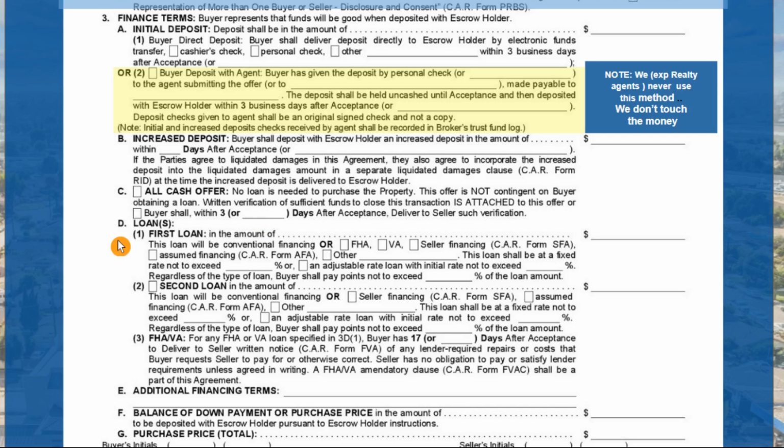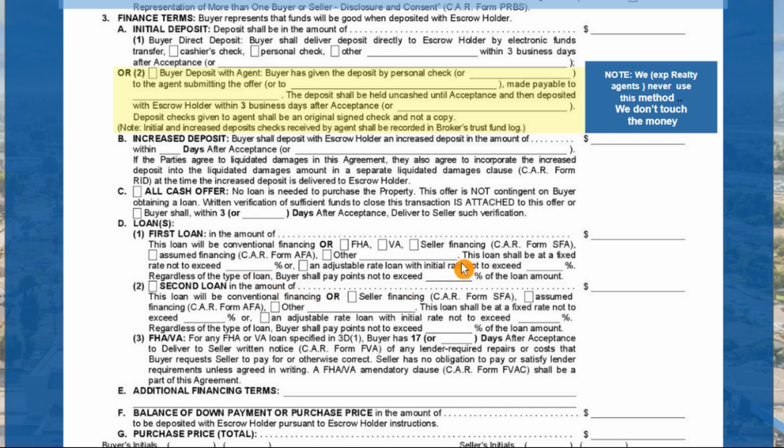Normally, there's a first loan taken for the amount of the difference between the earnest money deposit and the down payment, and that amount would go here. You have to state in the offer if it's going to be conventional financing, or if you're going to use FHA or VA financing. Seller financing isn't very common these days, but if that's the case, then you also need to use a separate form for that. Assumed financing is almost never done anymore, so I'm not going to touch on that.